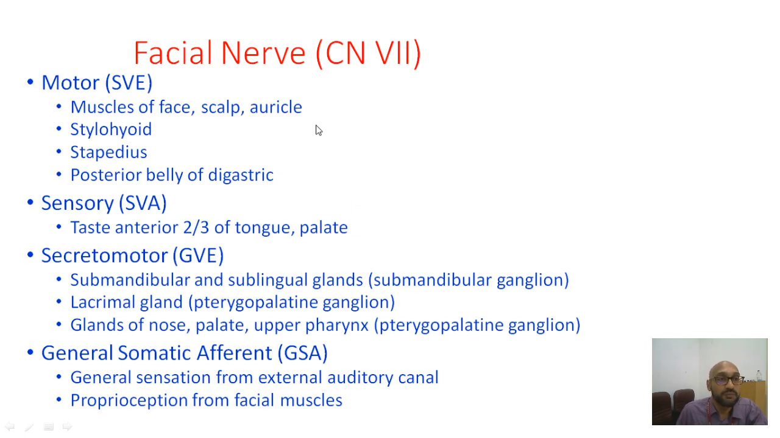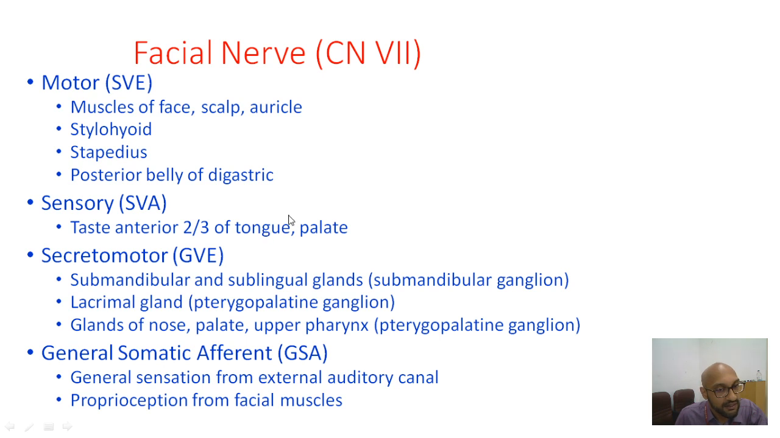Now, these are the functional columns that are related to them. The motor is special visceral efferent, that is muscles developing from the second arch. The sensory is special visceral afferent, that is taste from the anterior 2/3 of the tongue and the palate. Now please pay attention to this. This is meant for the sensations on the taste buds of the anterior 2/3 of the tongue except the circumvallate papillae. So I would like you to go and see pictures of the anatomy of the tongue.